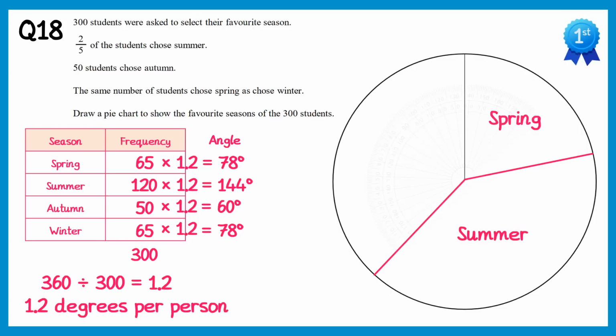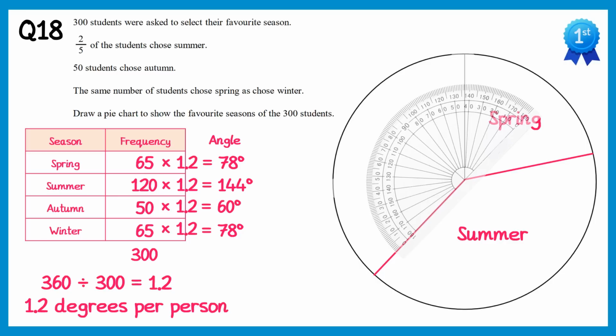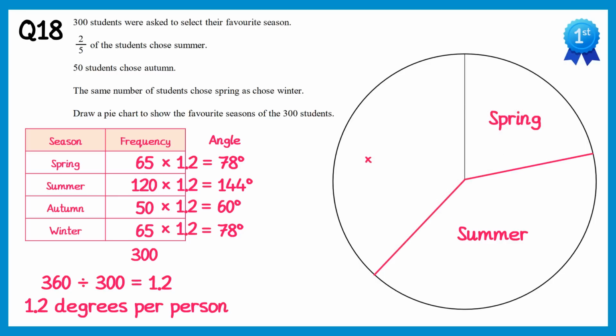I'll put my protractor on again, line up the 0 with the line I just drew, and go around for the next angle, this one's 60 degrees. Take it off, draw on that line, and label the section, that's autumn. The final section is winter. You can measure this one if you want, but if you've drawn it accurately, your winter one should be 78 degrees, just make sure you label it.